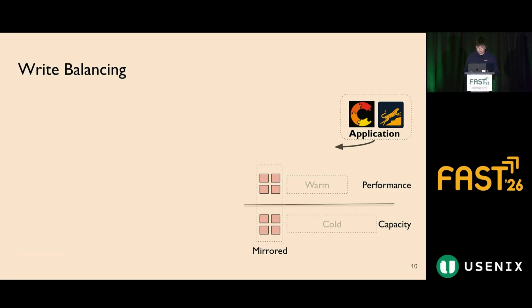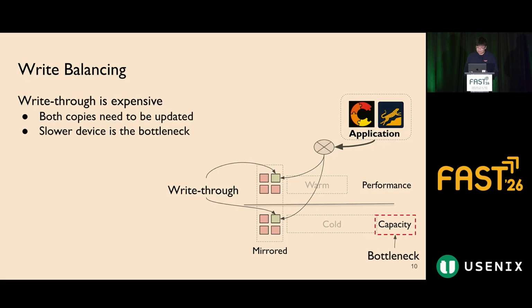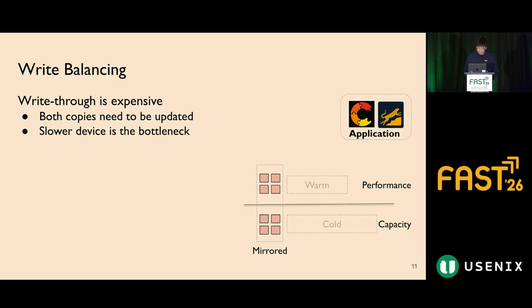And when designing MOST, we not only want to balance reads, we also want to balance writes. A naive way to handle writes is write-through, where a write request will update two copies of data. However, write-through is expensive. Since we're updating both copies at the same time, the system performance will be bottlenecked by the slower device. Therefore, MOST sends a write to only one of the copies, just as we did with reads.